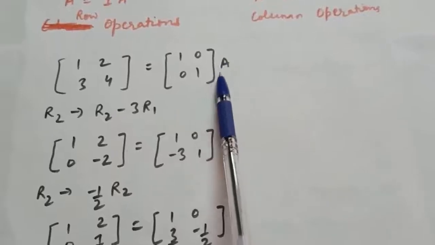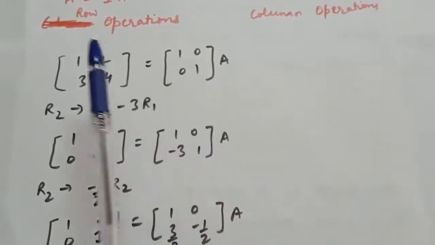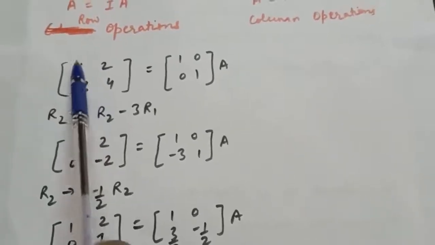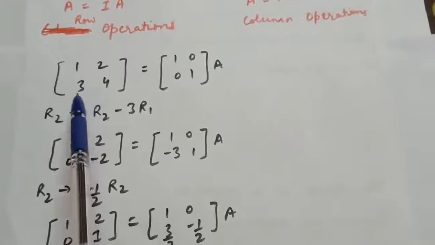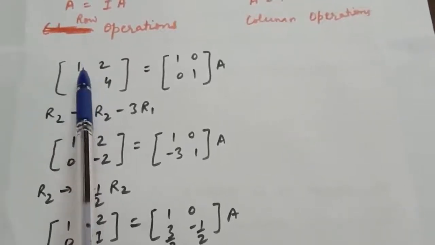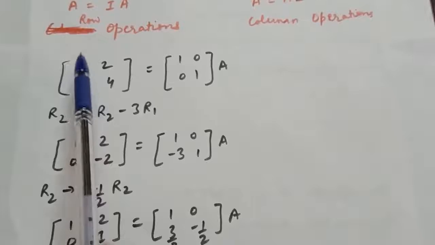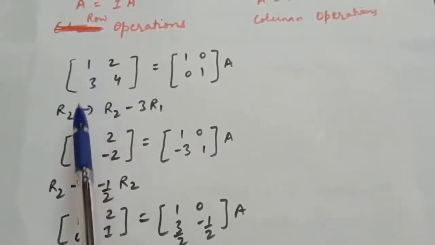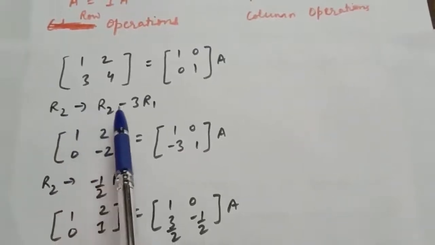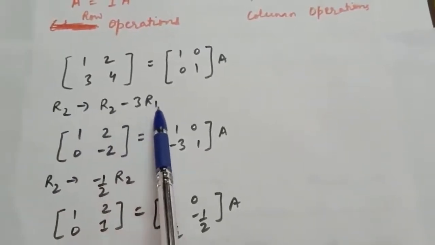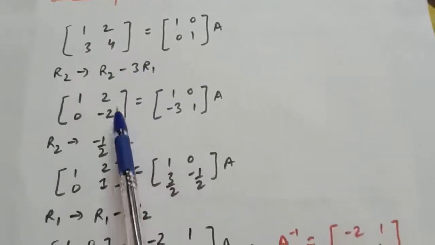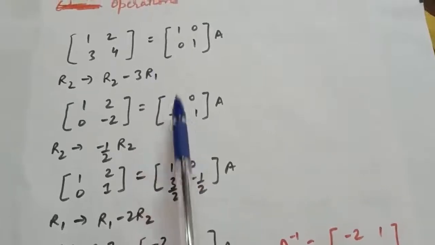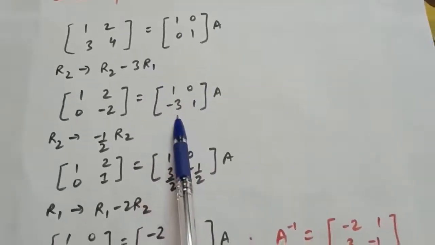Now we will apply row operations. How to get the inverse? First of all, work in the first column of the matrix. Make the diagonal element 1 and the rest elements 0 with the help of this 1. Now this element is already 1, so we will make this 3 as 0 using this 1. For this apply the operation row 2 changes to row 2 minus 3 row 1. So you will get this matrix. Similarly apply this row operation on the second matrix to get this.